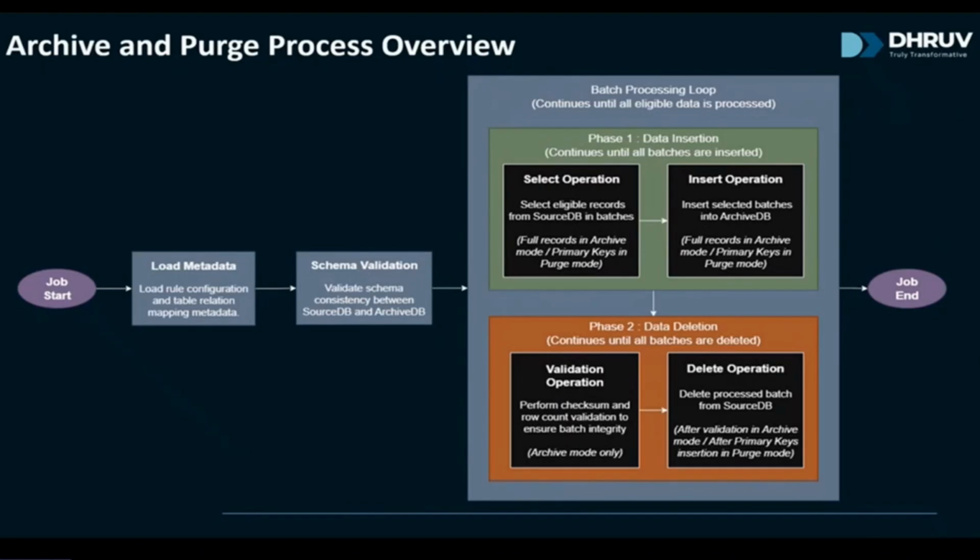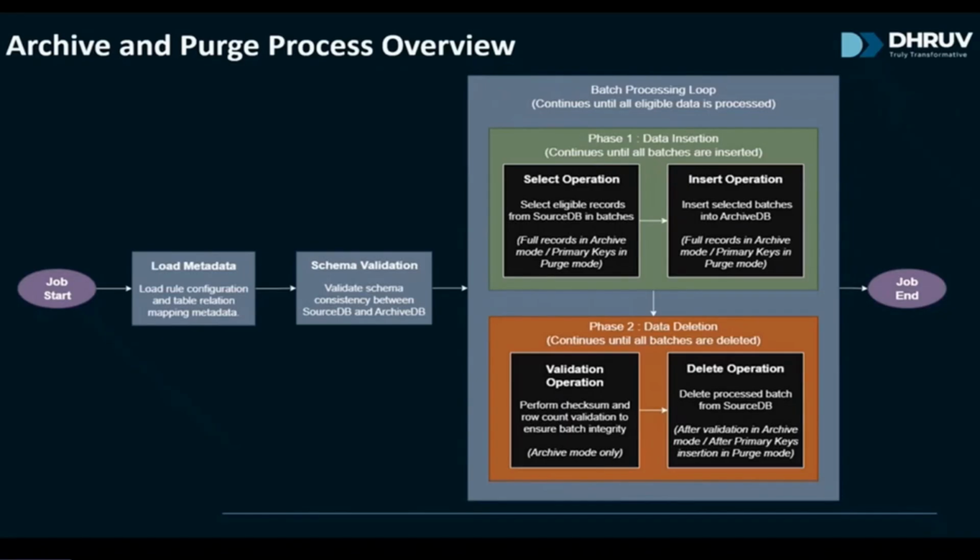When a job starts, EmVault loads metadata, which includes rule configurations, table relationships, and database connections. Next, it validates schema between source and archive databases, checking columns, data types, and structures to prevent mid-process failures. After validation, the core logic begins. EmVault processes data in controlled batches instead of one large transaction. This prevents long locks, blocking issues, excessive transaction log growth, and performance impact on live systems.